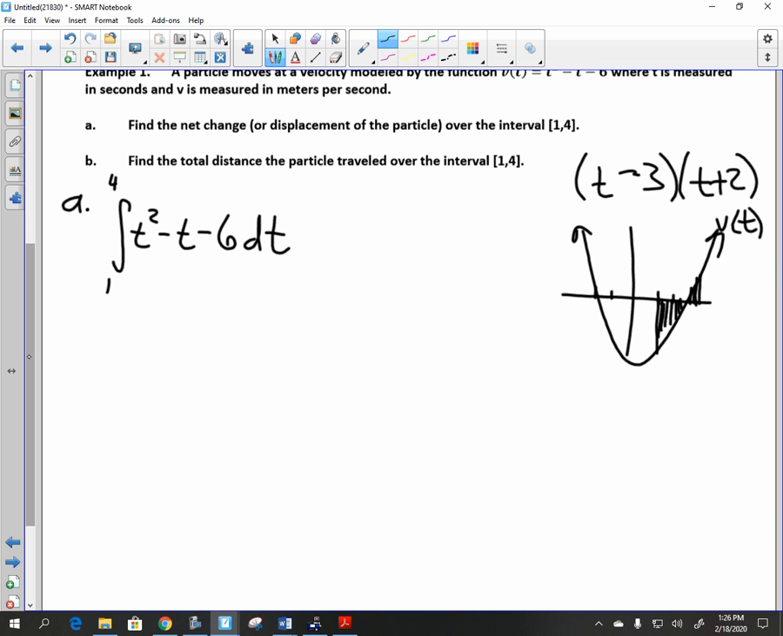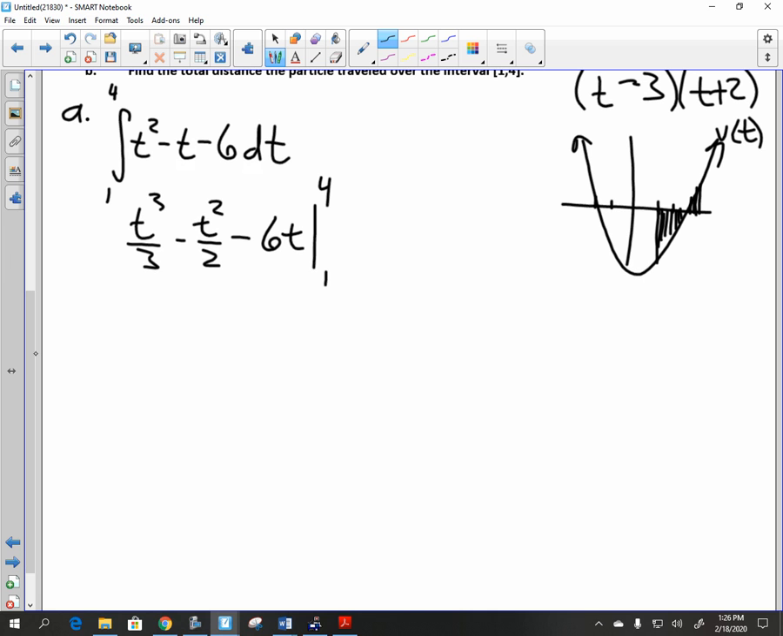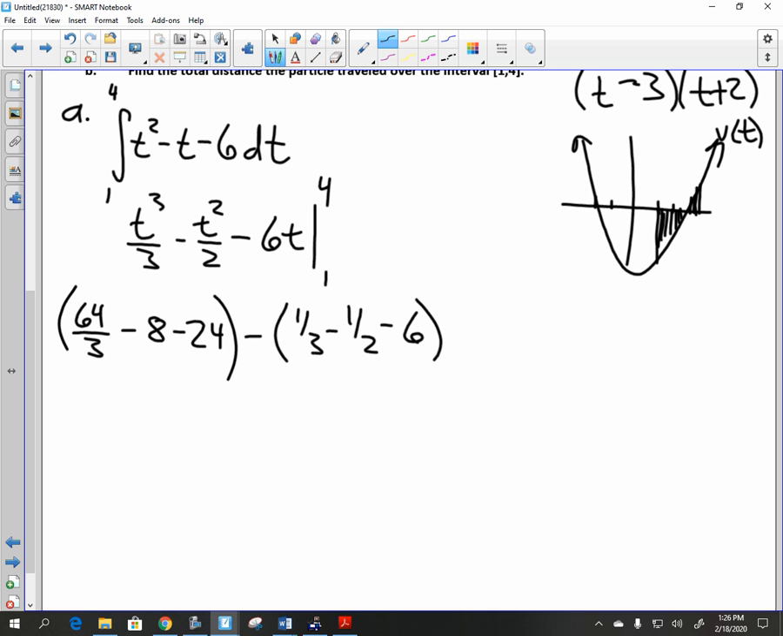Antiderivative: t cubed over 3 minus t squared over 2 minus 6t, evaluated from 1 to 4. I plug in 4, so I have 64 over 3 minus 4 squared, which is 16, divided by 2 is 8, minus 24. I plugged in 4. What do I do now? Plug in 1. So as I plug in 1, I get 1/3 minus 1/2 minus 6.